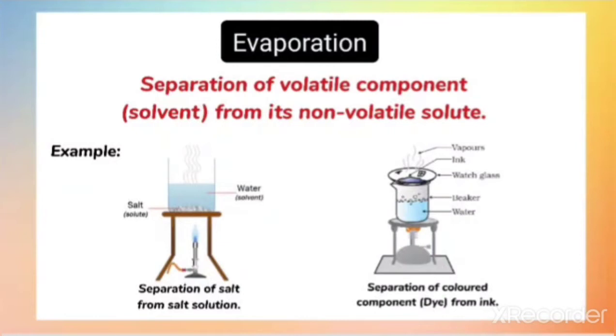Thus, when we boil the water in the beaker, we can observe that the water vapor comes from the ink, that is, the volatile component gets vaporized, and what remains in the watch glass, the non-volatile solute, that is the colored component, the dye of the ink, remains on the watch glass. So from this we can separate the volatile component from its non-volatile solute.